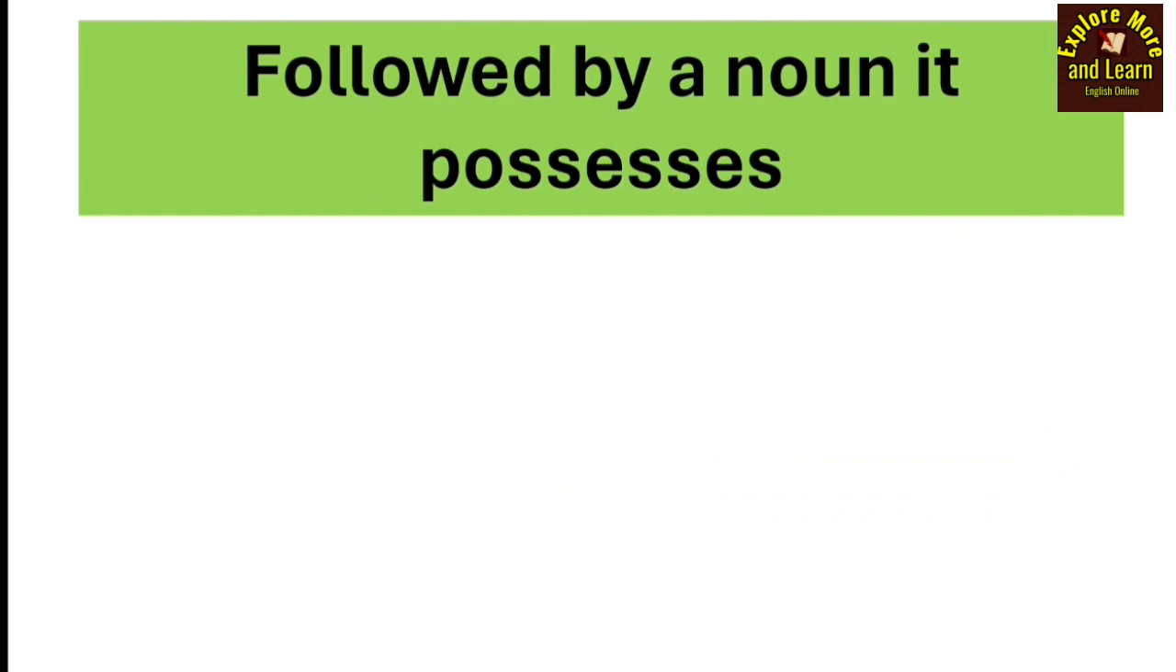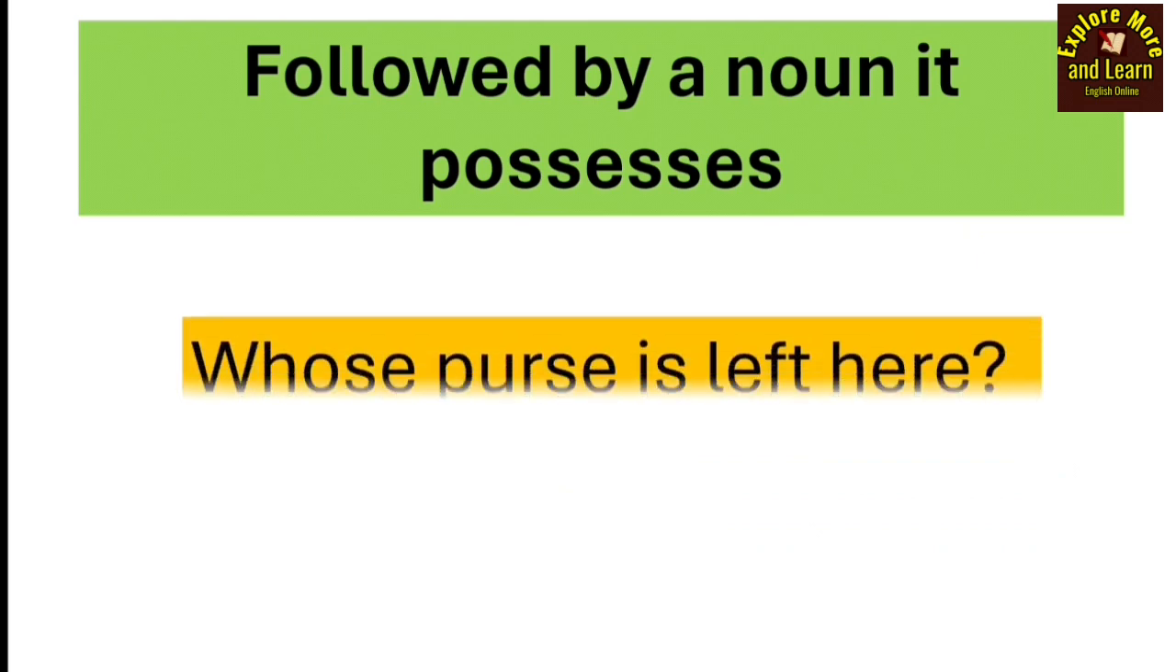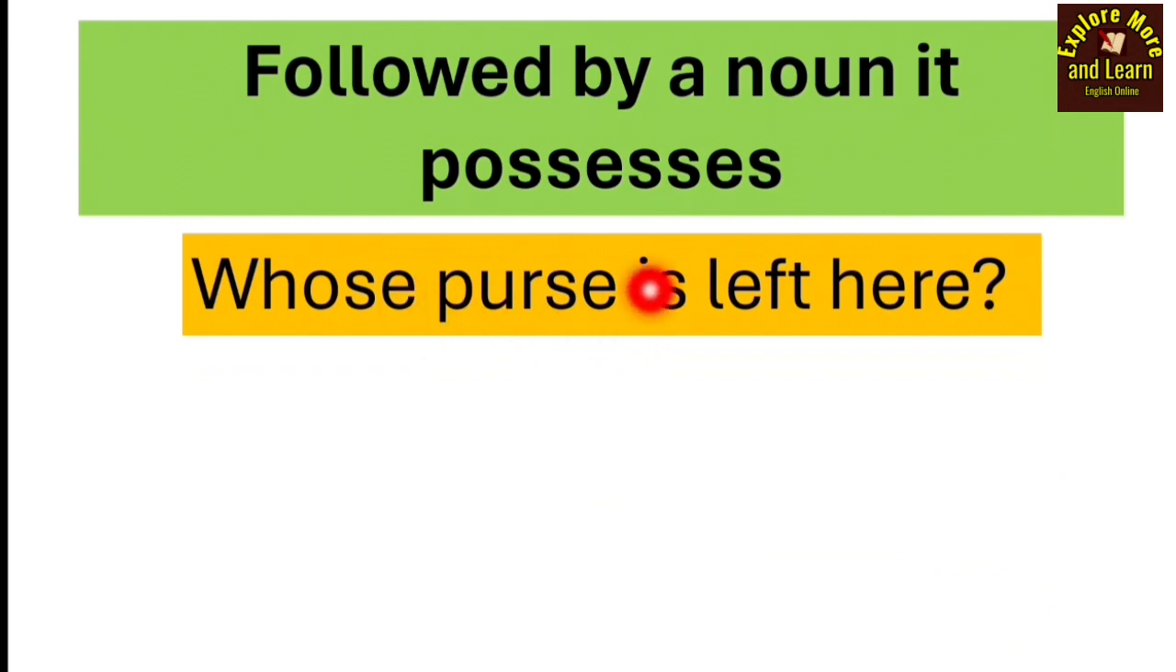Now, it is followed by a noun it possesses. Just remember that we use the noun it possesses just after whose. You might have seen that we use a helping verb after the WH words, like what is your name? But here the case is different. Here we use the noun just after whose. When we ask a question, just after whose, we use the noun which it possesses. We don't use a helping verb here. For example, whose purse is left there? Here we are using the noun for which this whose is used. Whose purse, then we use the helping verb. So whose purse is left there?